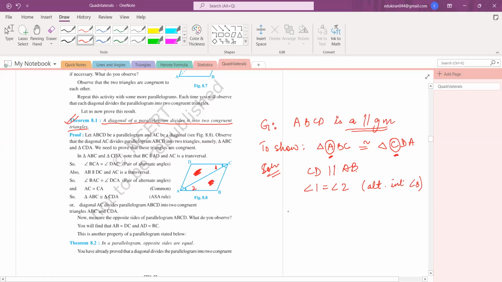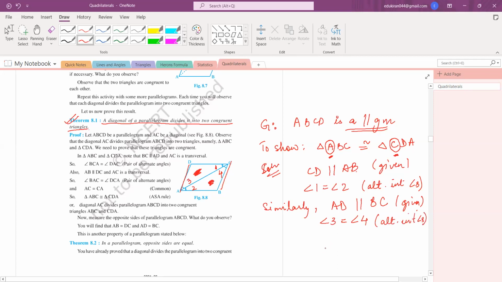Okay. Now similarly, again ABCD is a parallelogram, so that means AD is parallel to BC, which is given, right? Yes, given. So when these two sides are parallel, I mean this one and this one, and AC is a transversal, this time angle 3 is going to be equal to angle 4, right? Yes, ma'am. Again, alternate interior angles.